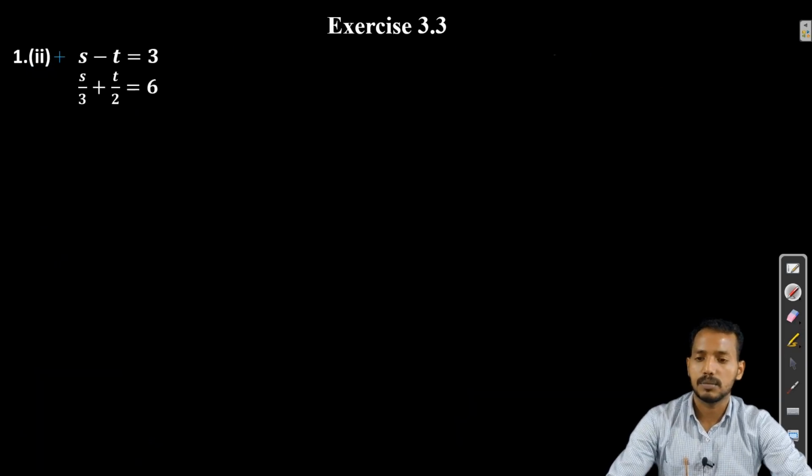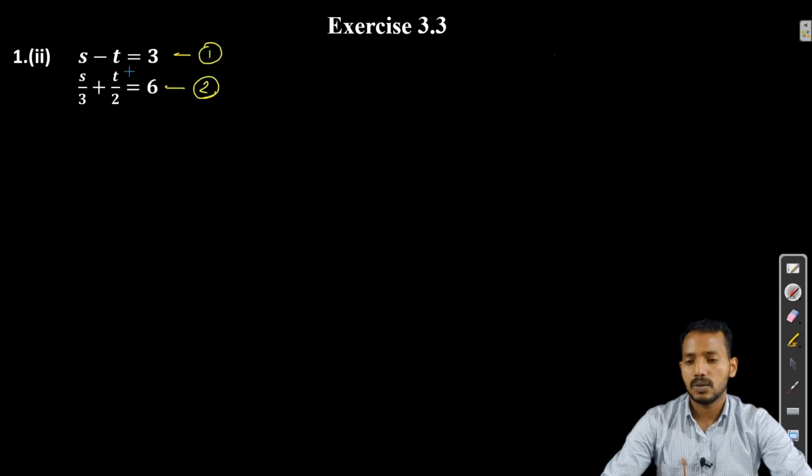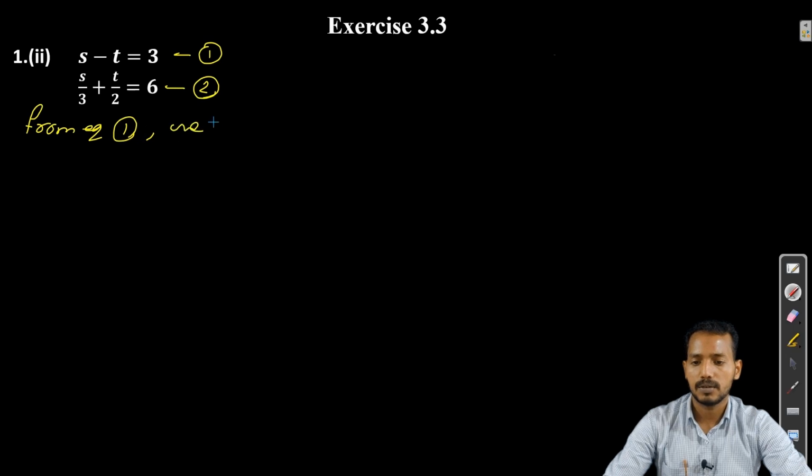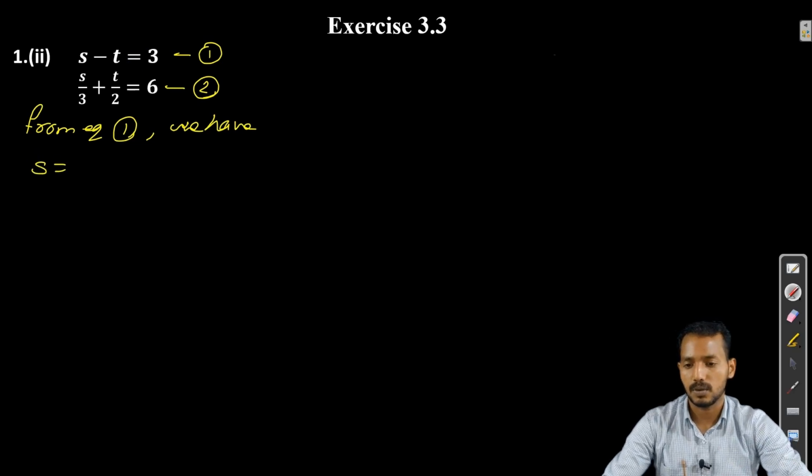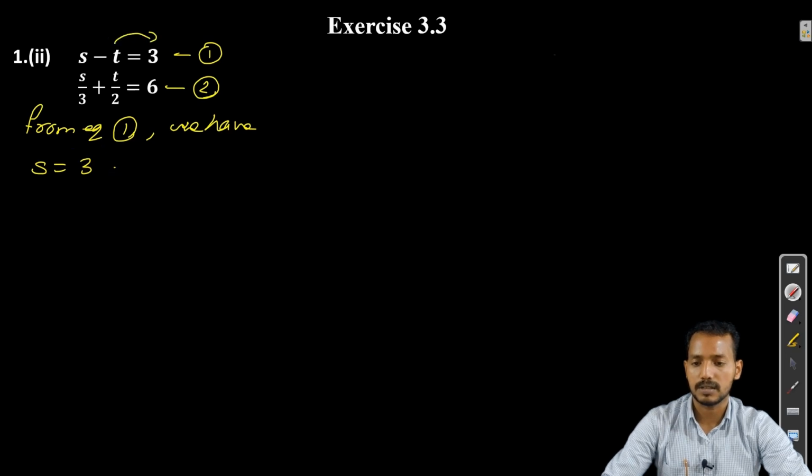Question number 1, option number 2. This is the first equation and this is the second equation. So here, from step 1, from equation 1, I'm going to write s in terms of t. s equal to 3, take this minus t to the right side, it will be plus t.